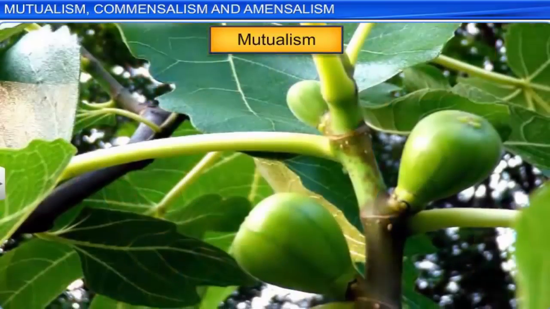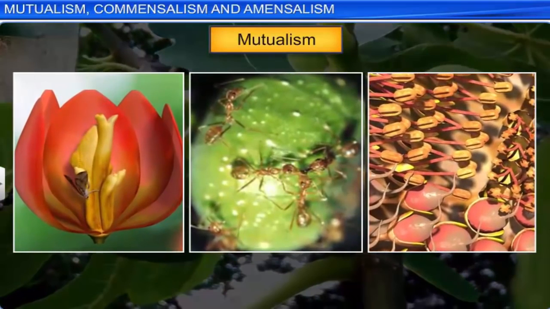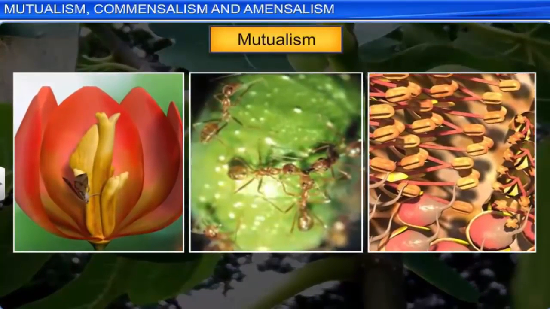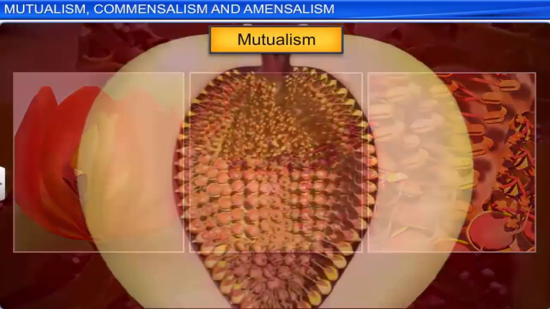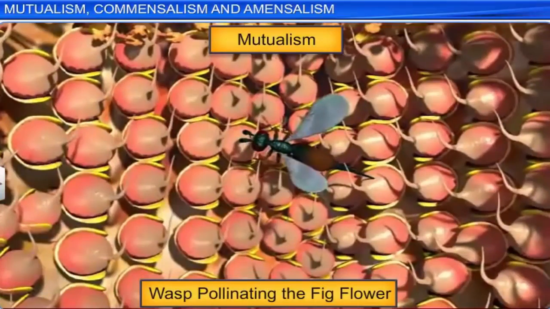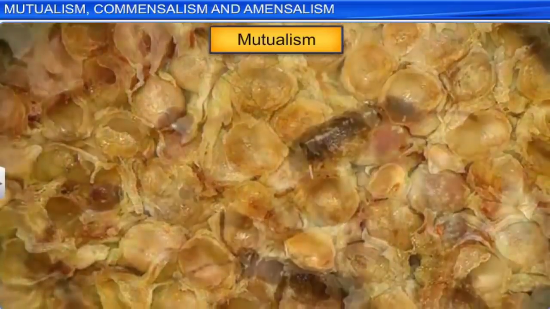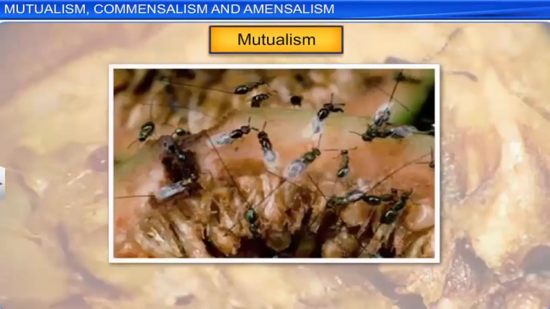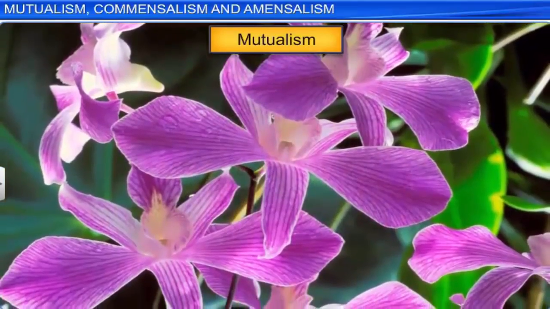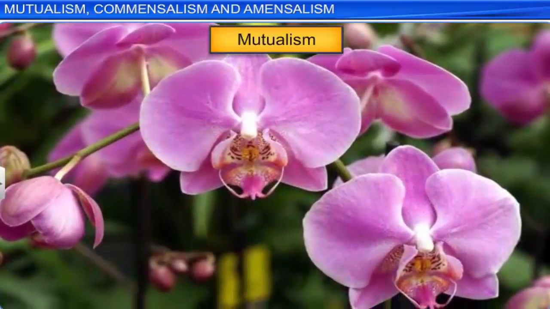In fact, a given fig species is pollinated only by its partner wasp species and no other species. The wasp serves as a pollinator, while the fruit serves as an oviposition or egg-laying site. In addition, the developing seeds inside the fruit provide nutrition to the growing larvae. Mutualism is also seen in many orchids that have evolved to attract the right pollinator insect and ensure that pollination takes place.